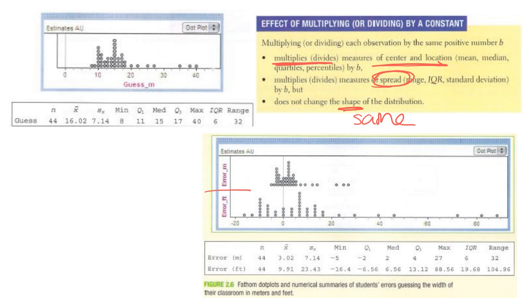Again, if we look at the errors here and look at what we've done, what has happened here is we've multiplied by about 3.28, which is why we now see the spread having gotten larger. The overall shape, though, is still the same, right? It just got fatter. So the spread got bigger, but the overall shape did stay the same. And then our measurements of location are going to change.